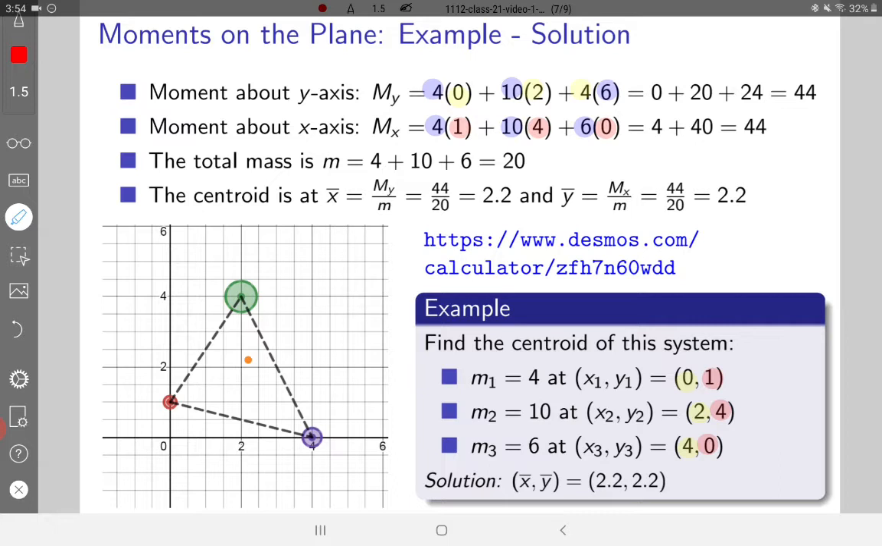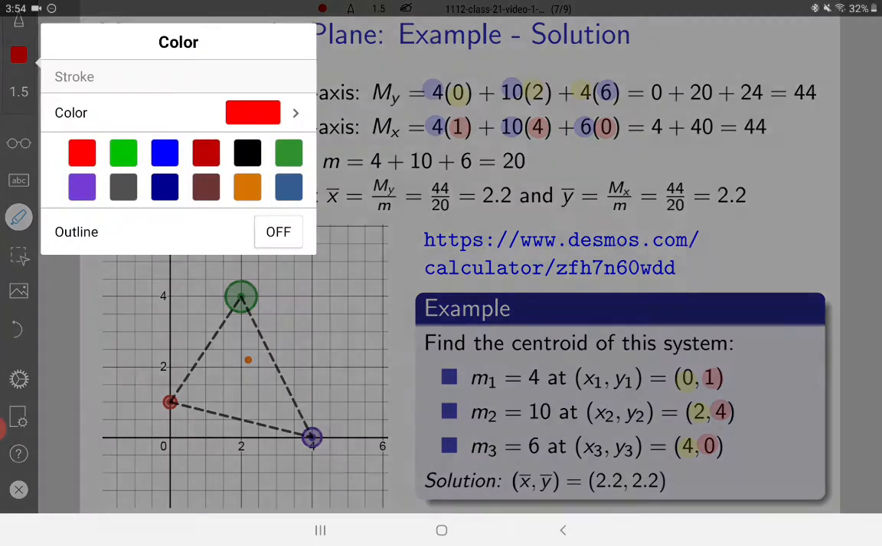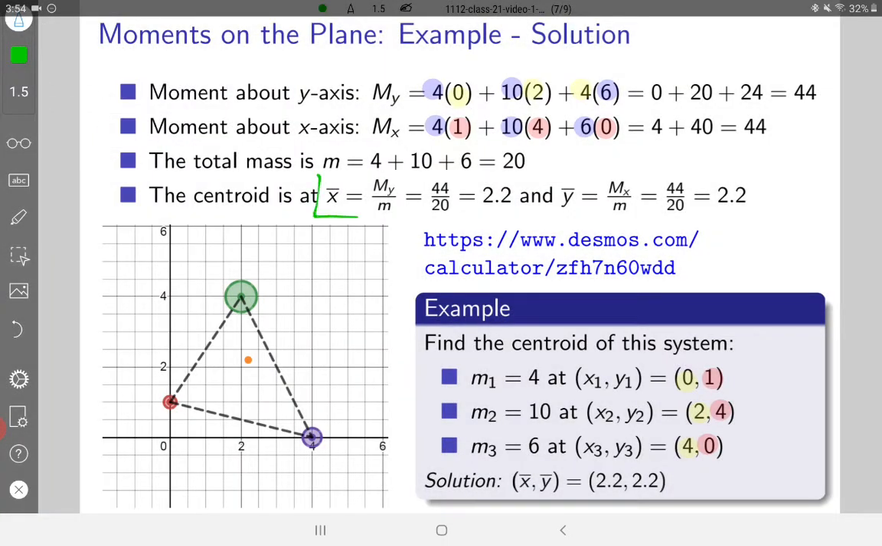Now I happen to cook this all up so that they both are exactly 44. That does not always happen, not at all. This is just a quote-unquote coincidence for this example. And there's the total mass of 20 that I mentioned on the previous slide. And then here I am calculating the center of mass, the coordinates of the centroid, based on all of those values we've just calculated. And it turns out they're both 2.2 because they have the same moment, 44, and then there's the total mass of 20. And that's the coordinates of that point right there.